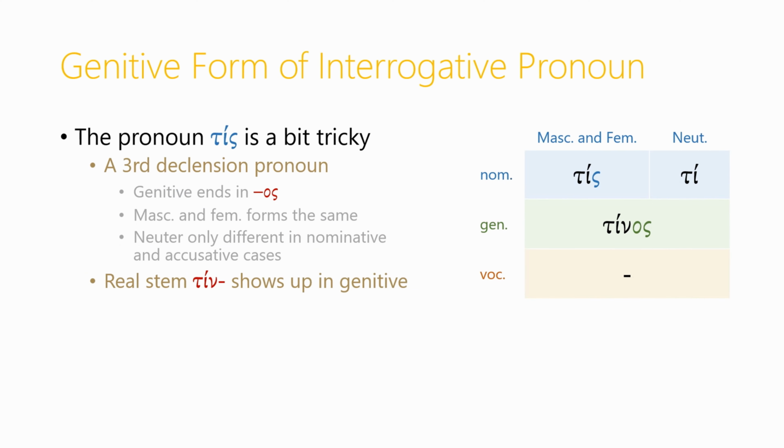The interrogative pronoun tis or ti is quite easy. Remember that this is a third declension pronoun, and so where we had two forms depending on the gender in the nominative, in the genitive we just have one form for all three genders, tinos, and we've got that same os ending. And notice, like with a lot of third declension nouns, the stem has changed a little bit from ti to tin. But in all the other forms of the interrogative pronoun, we're going to have that same stem, tin. So the genitive is tinos.